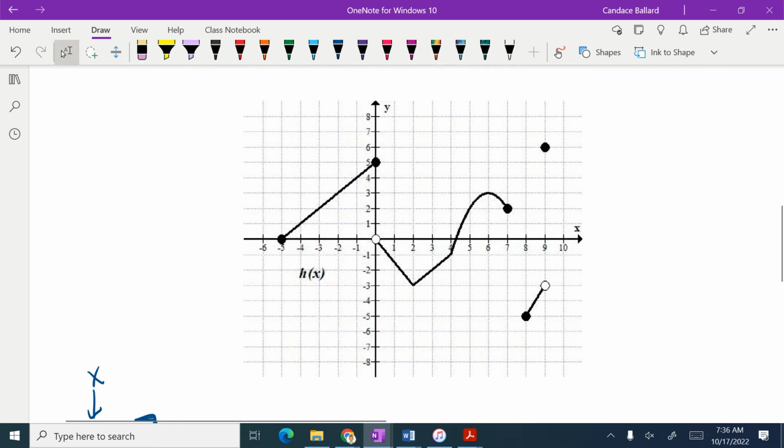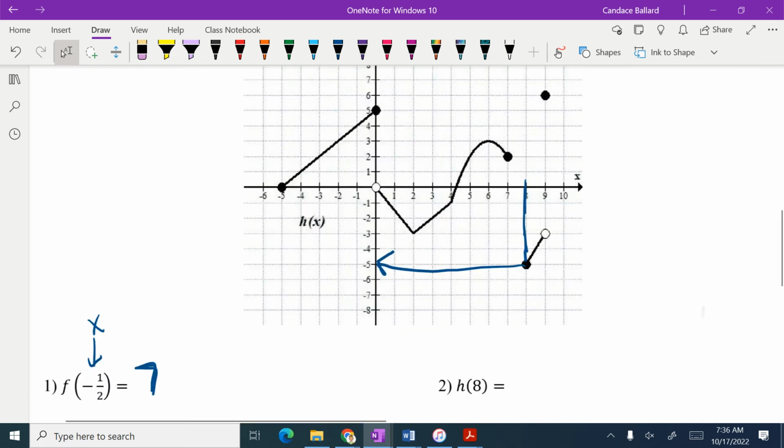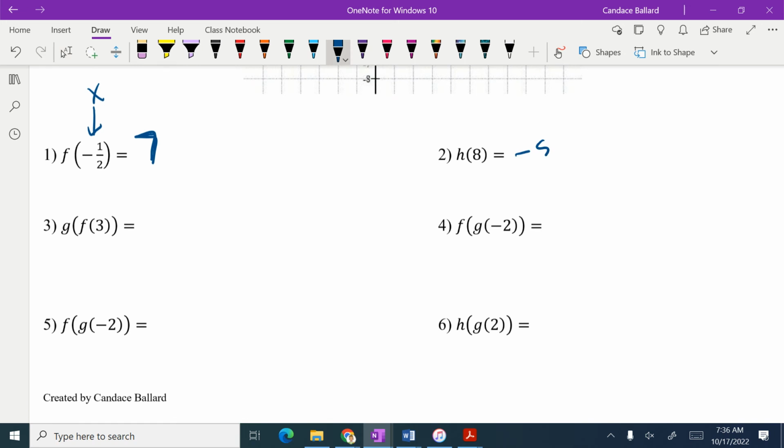All right, so let's see, we want the x value 8. It looks like I have to go down. So what'd you get for the y value? Everybody go with negative 5? Okay, now it's going to take us a little bit more work.